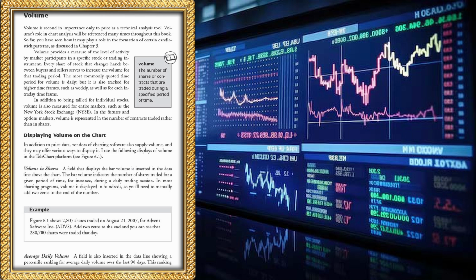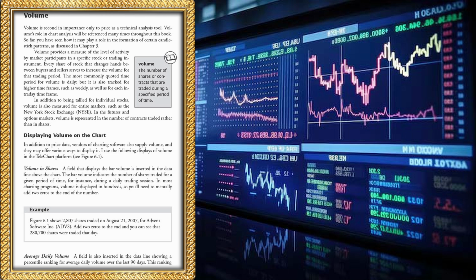The most commonly quoted time period for volume is daily, but it is also tracked for higher time frames, such as weekly, as well as for each intraday time frame. In addition to being tallied for individual stocks, volume is also measured for entire markets, such as the New York Stock Exchange, NYSE. In the futures and options markets, volume is represented in the number of contracts traded rather than in shares. Displaying volume on the chart.